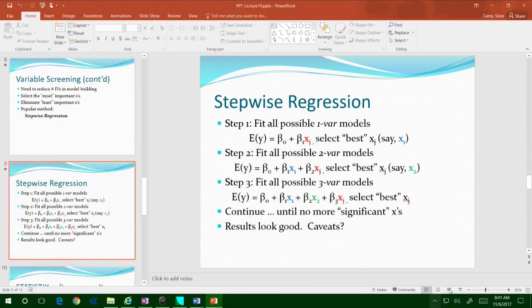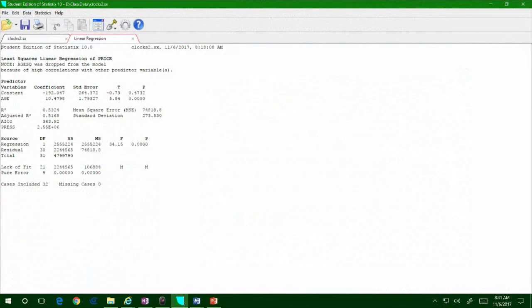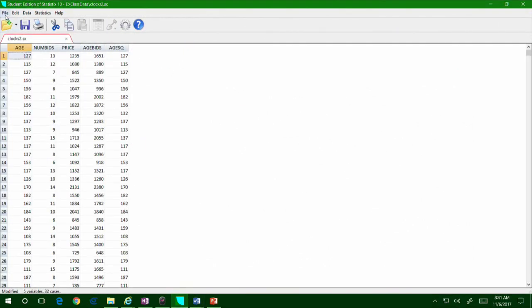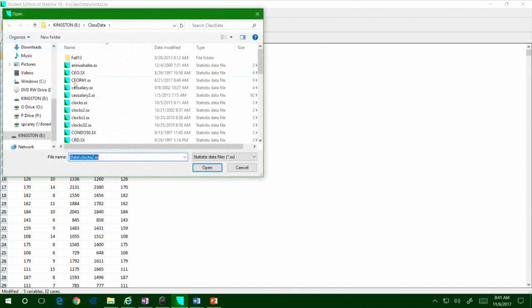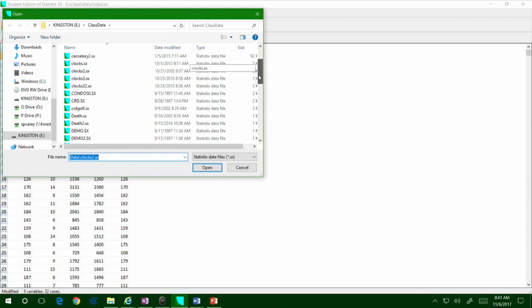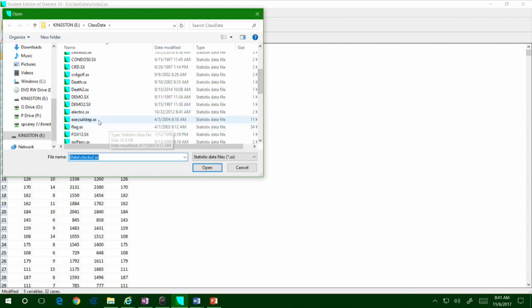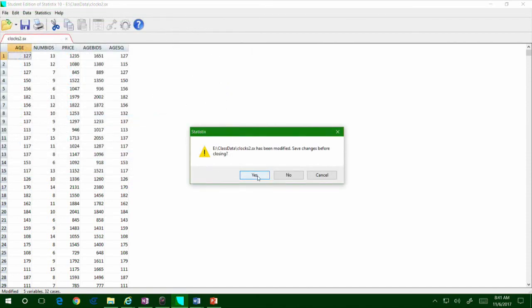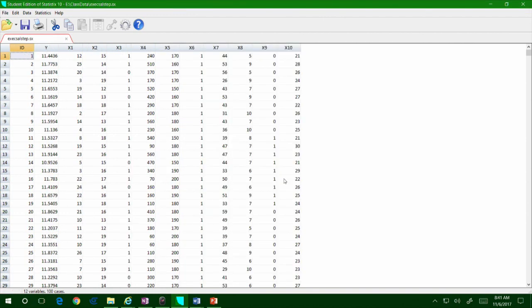I'm going to go to the computer screen again, and I'm going to get the executive salary data set. So let me go get a different data set. I think I called it exec sal somewhere here. Let's find it. Yeah, exec sal right here. All right, there's my data.